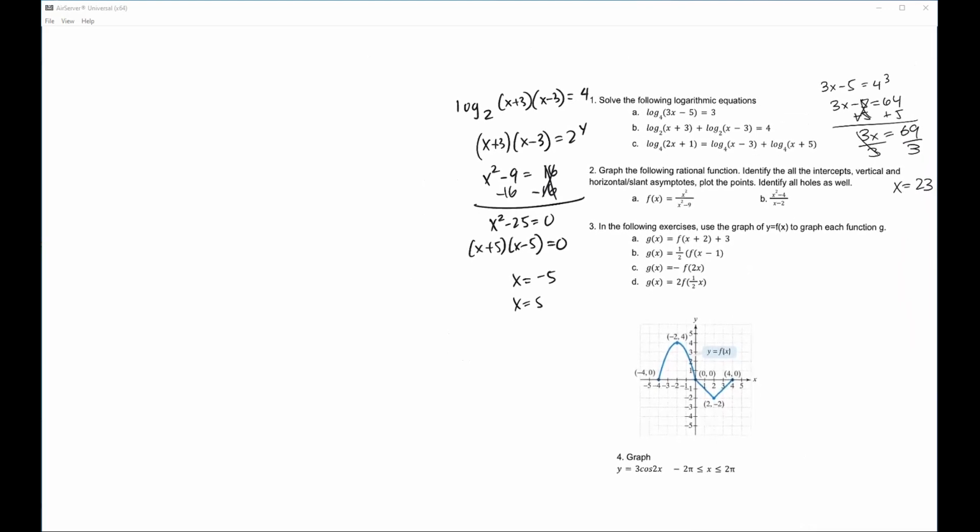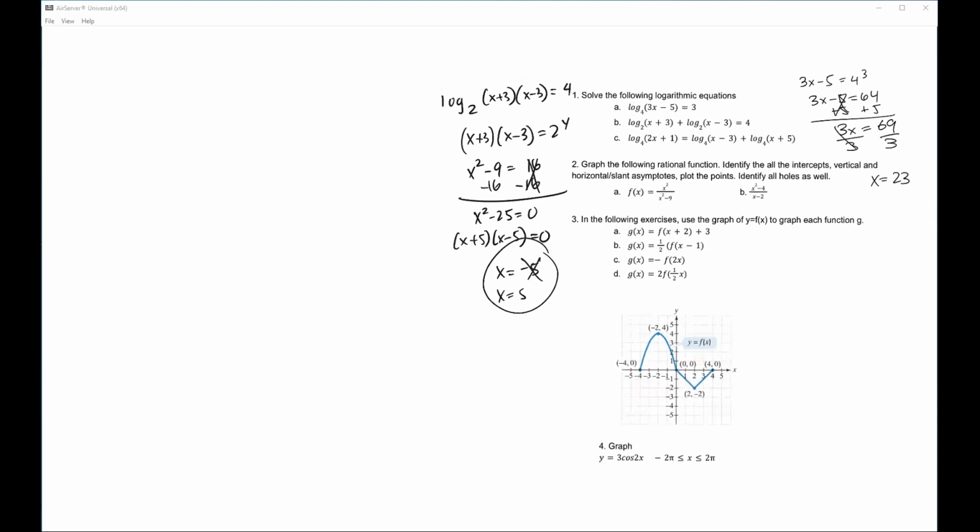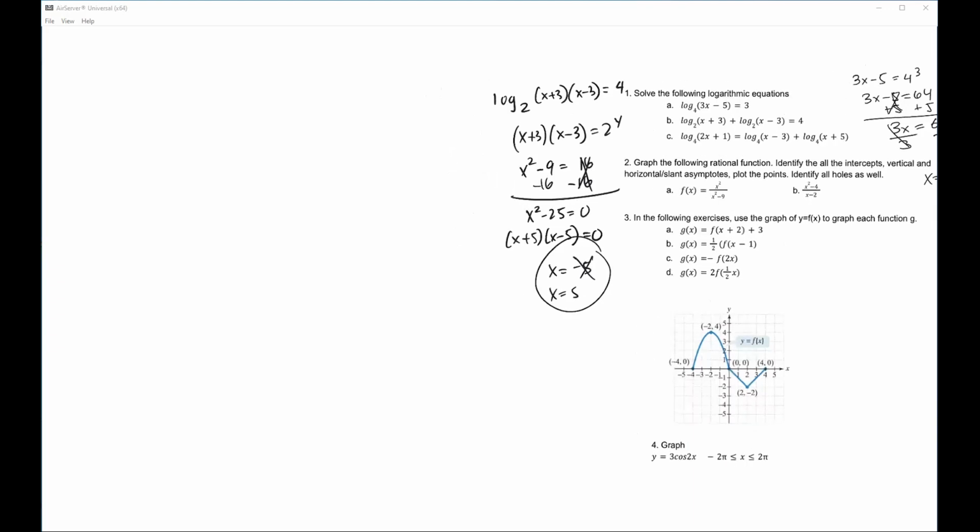Actually, I don't think the negative 5 would work, right? Because that would have been negative 2 plus negative 8. Yeah, I don't think the negative 5 works, so it's just 5. Okay. If you plug it back in, it's not going to work for 4. But again, if you do this at this part, that's fine. That's what I'm looking for. Okay.